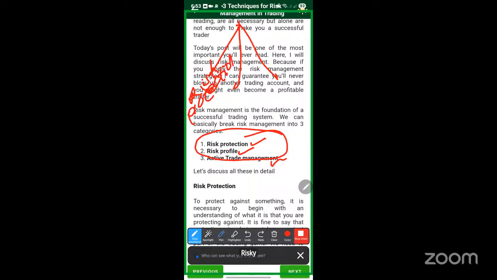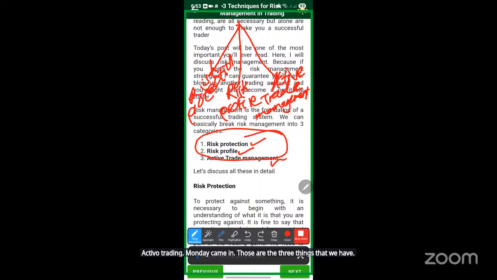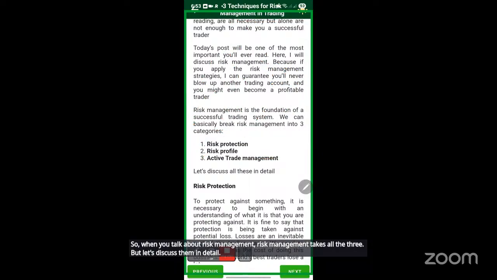Two is risk profile. Three is active trade management. Those are the three things that we have: risk protection, risk profile, and active trade management. So when you talk about risk management, it takes all three. But let's discuss them in detail so that we can see what each means.